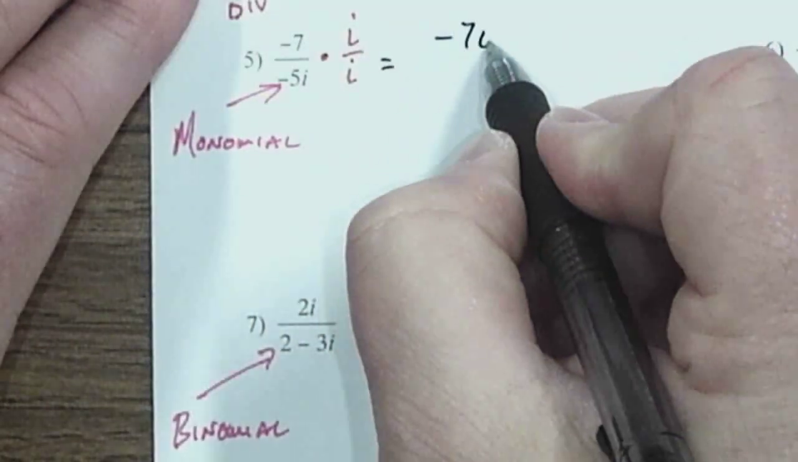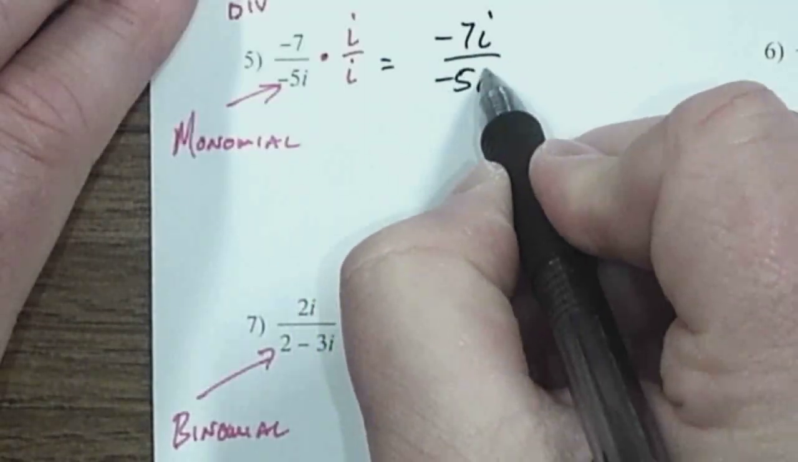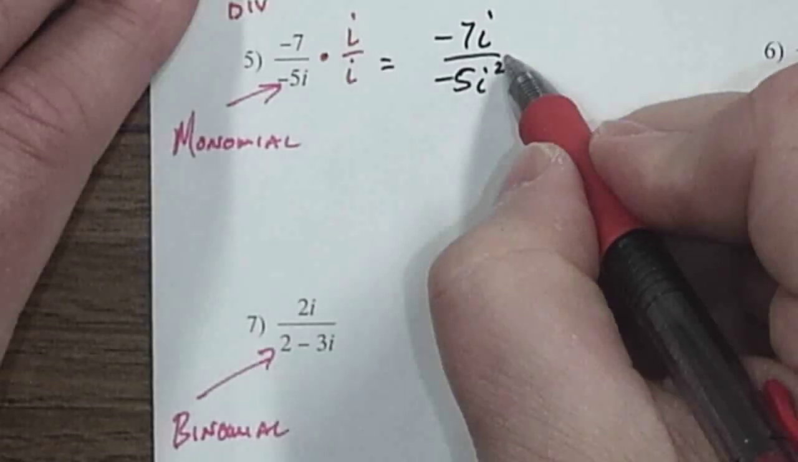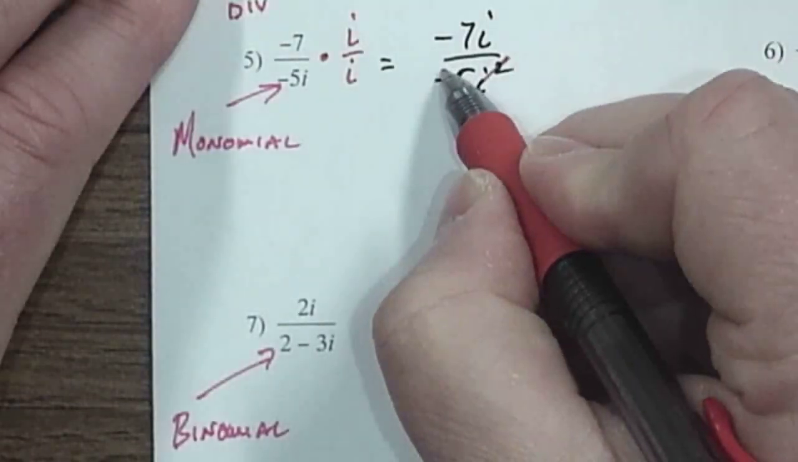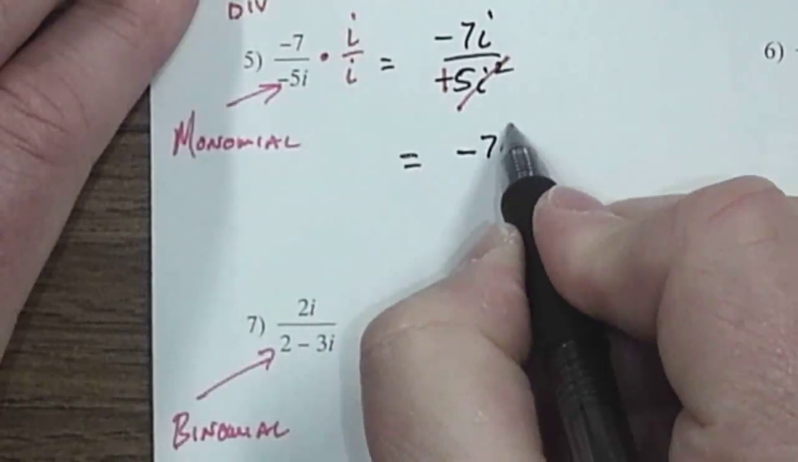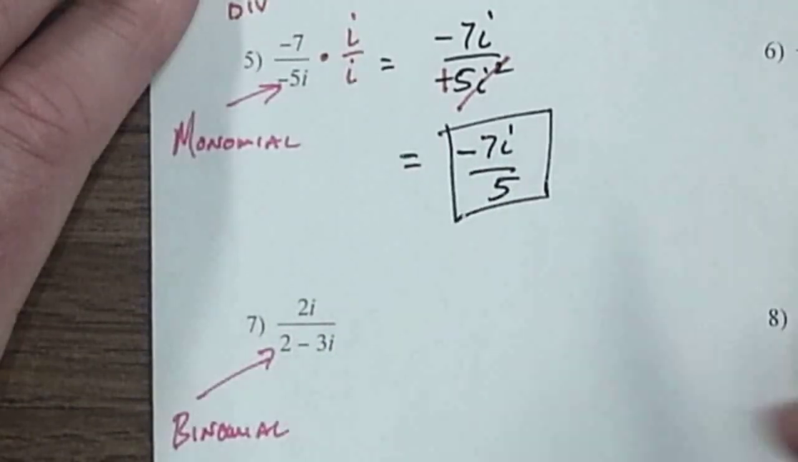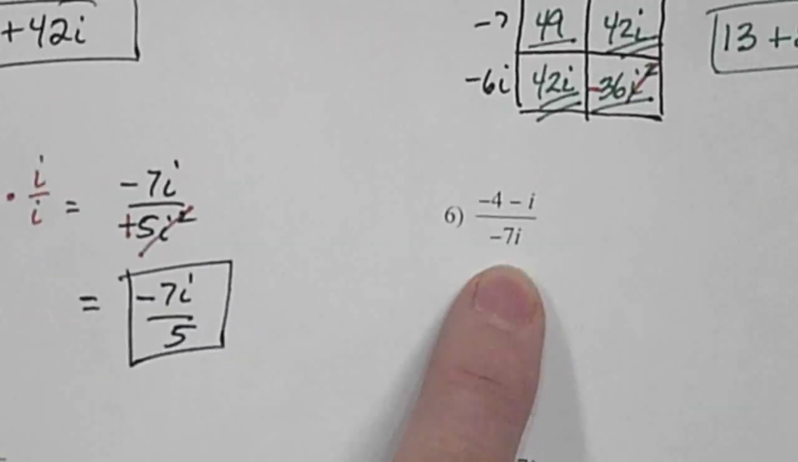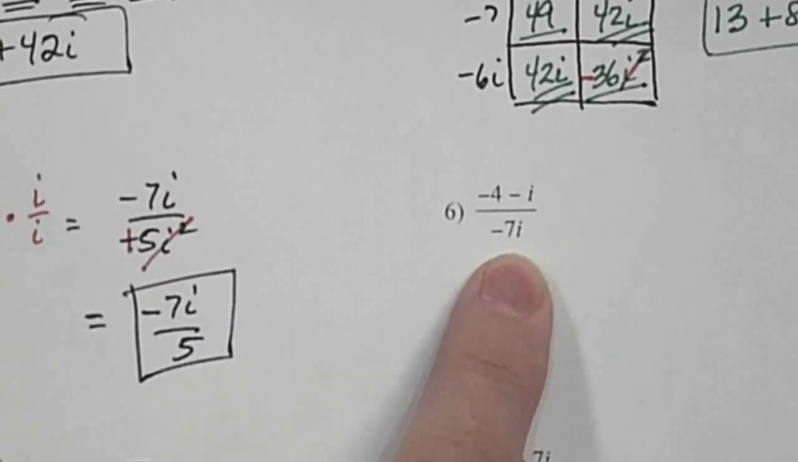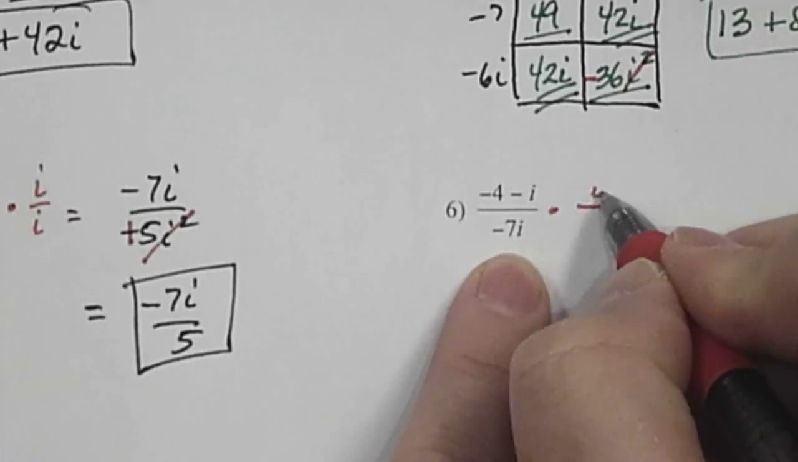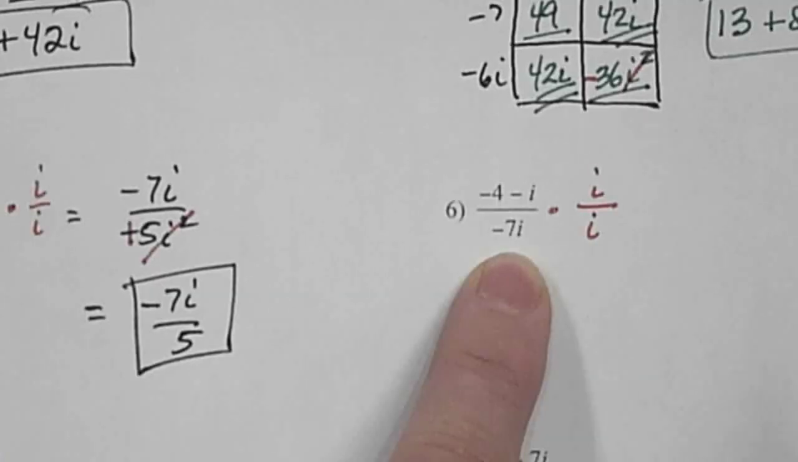Because of this, it gives me negative 7i over negative 5i squared. But the i squared is negative 1, so it will change this negative to a positive, and my answer will be negative 7i over 5. Done. Let's see that one more time. I have a monomial. I do not need to multiply by 7i over 7i. Just the i will do.